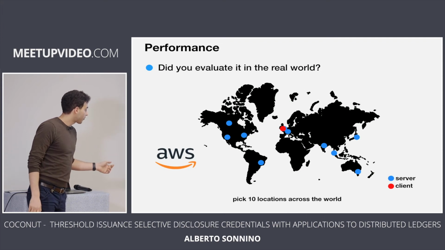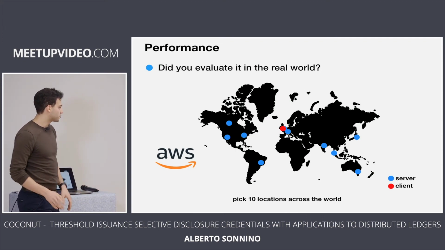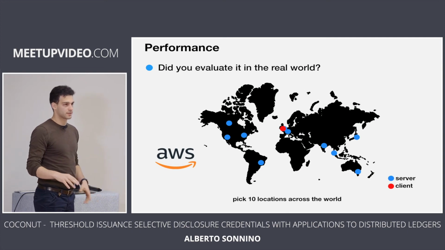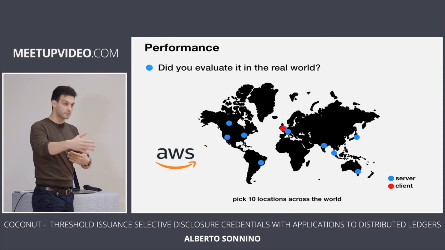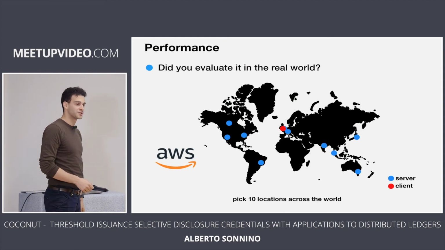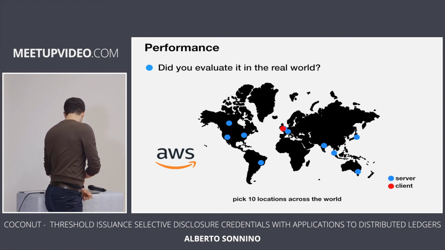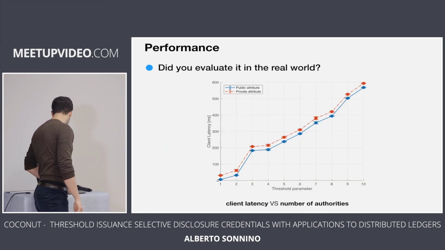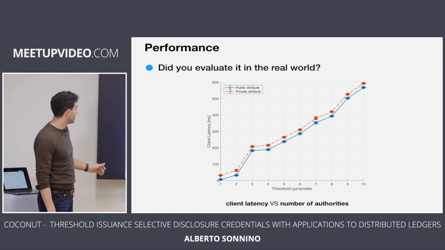And that's it. We tried to evaluate it in AWS to see what happens if we really put authorities all around the world, and see the latency that we get as a user in order to get those credentials. Because if it takes hours, that's probably less useful for a coin tumbler than if it takes seconds. But it was fairly good. So this is how it behaves. It stays under a second.